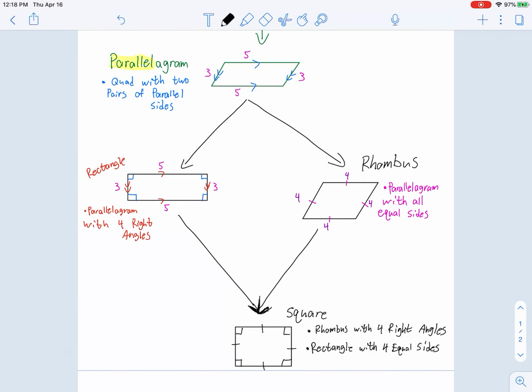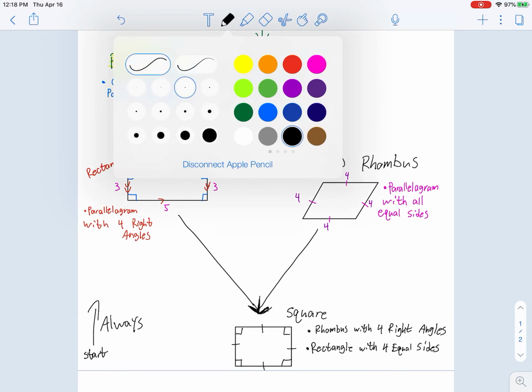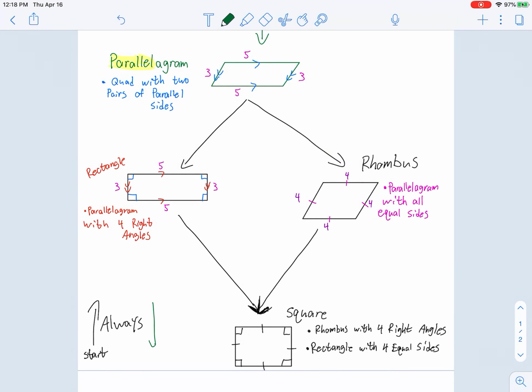So, is a square a rectangle? If I start on the bottom and I have to say, is a square a rectangle? I started as a square and I'm looking to see if it's a rectangle. It is, oops, let me erase that. That's supposed to say always. Okay, is a square a rectangle? Yes, always.